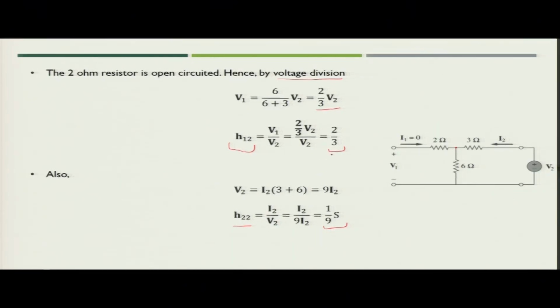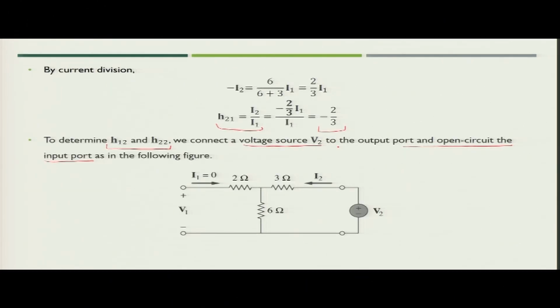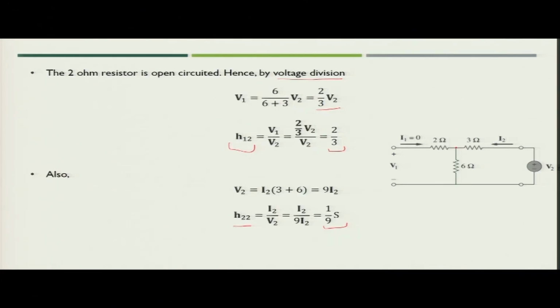Now, if you see H12 is 2 by 3 and H21 is minus 2 by 3. So, you can simply say that this particular circuit is a reciprocal circuit.